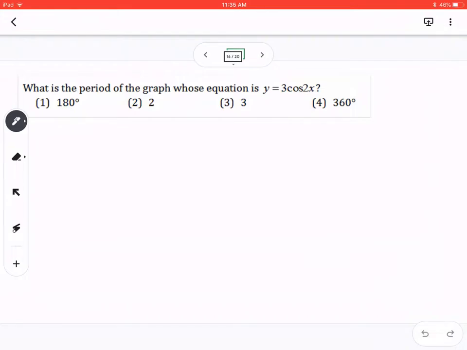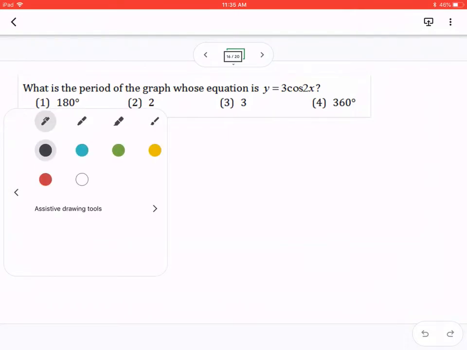This question says, what is the period of the graph whose equation is y equals 3 cosine 2x? As a review, although it's not asked in this question, the amplitude would be 3, since it's the number that comes in front of the cosine function. And it already is a positive value, so there's no need to take the absolute value. But in this question, we're asked to find the period.